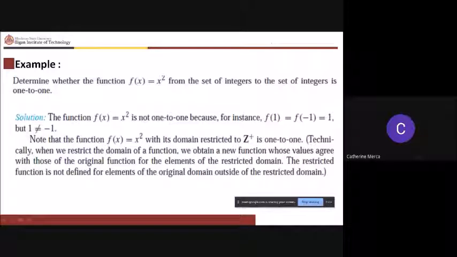Diba? Bali ang ano-an na dili siya one-to-one tungod kay, let's see. Kunyari, si 1, ang pares ni 1 kay ordered pair na to. Kani si 1 ang pares niya kay si 1, di ba? Si 1 pag i-square nimo, f of 1, ang pares na kay si 1. Si negative 1, ang pares na kay si 1 gihapon.